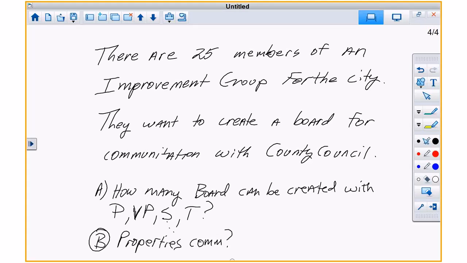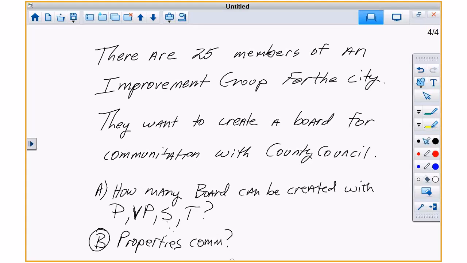Well, the board is permutations. The committee is what? Combination. Are N and R the same numbers? Yes. So run them through. Use your calculator.